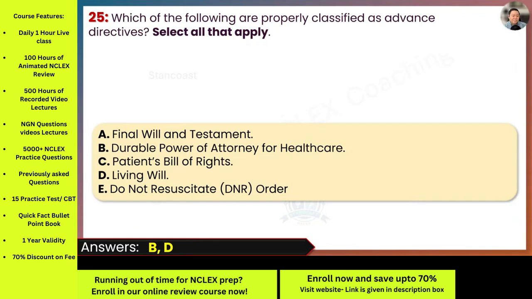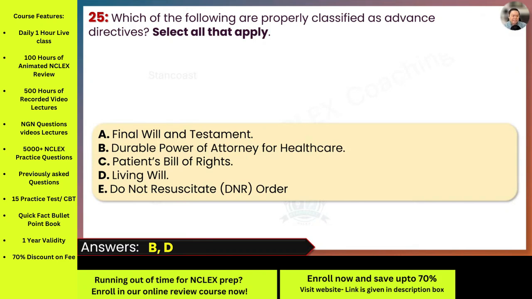Now, what about letter C, Patient's Bill of Rights? Well, this is something that explains what protections and choices patients have, like the right to informed consent and privacy, and it's not a legal document that guides medical treatment decisions when a person is incapacitated. And so eliminate this one.